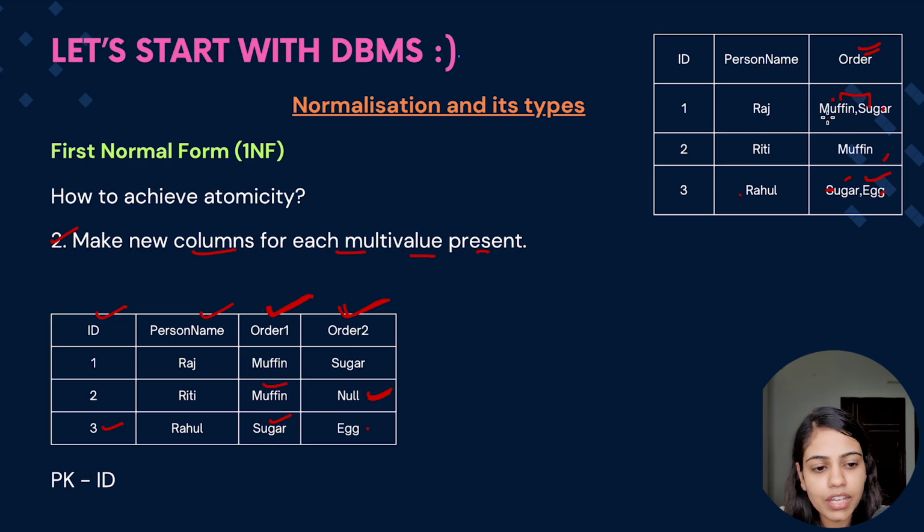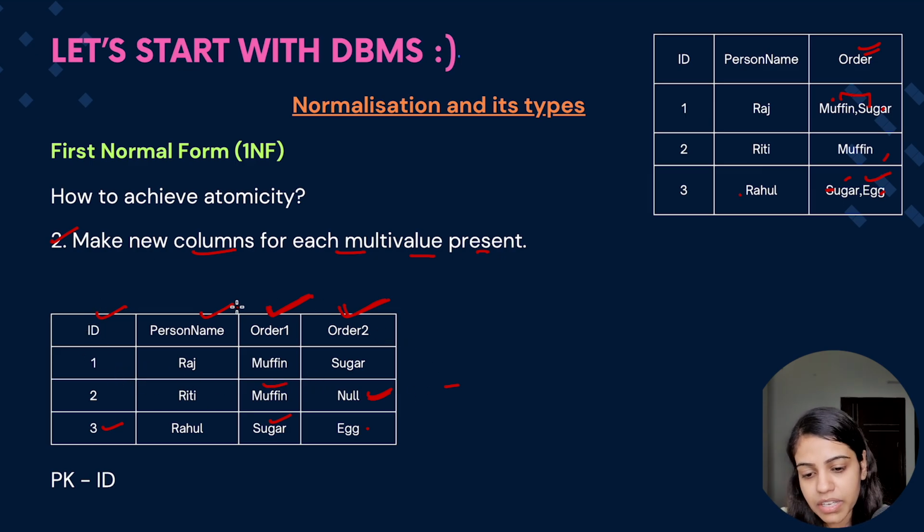But consider that if there are 9 orders present, would you be making 9 order columns, order 1, order 2 till order 9? That is not a feasible case because for each and every order you need to fill null as a value for Riti. There could be more persons in this table who are having only one order. So for them also you need to fill null. So this is not an approach which is always suggested, but since you can see that in this table there is no multi-valued attribute, we can say that it has converted the table into first normal form, but this is not a suggested approach.